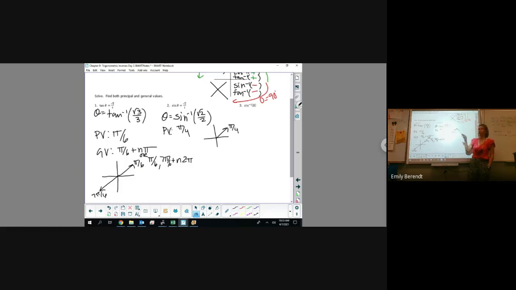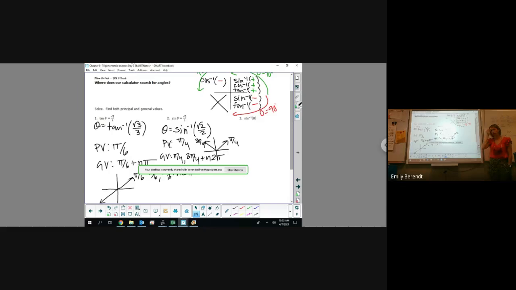What other quadrant has positive y's? 2, 3, or 4? Quadrant 2 has positive y's. Are those two answers pi apart? No, so you can't give one answer plus every pi. You have to state the second answer. So what's the pi over 4 from quadrant 2? 3 pi over 4. So GV, pi over 4, 3 pi over 4, plus every 2 pi.